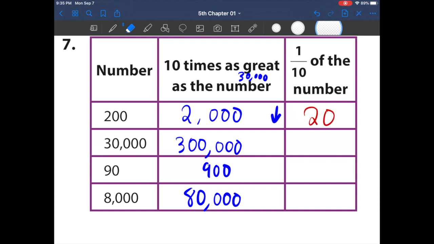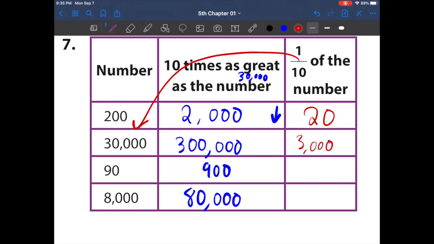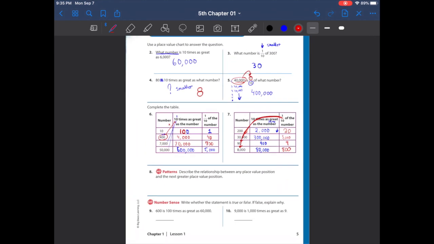Now let's try another one. What is 1/10 of 30,000? Well, that would be 3,000. What would be 1/10 of 90? That would be 9. All right, let's do the last one. What would be 1/10 of 8,000? That would be 800. All right, good job so far. Let's see if we can keep on going. Perfect.